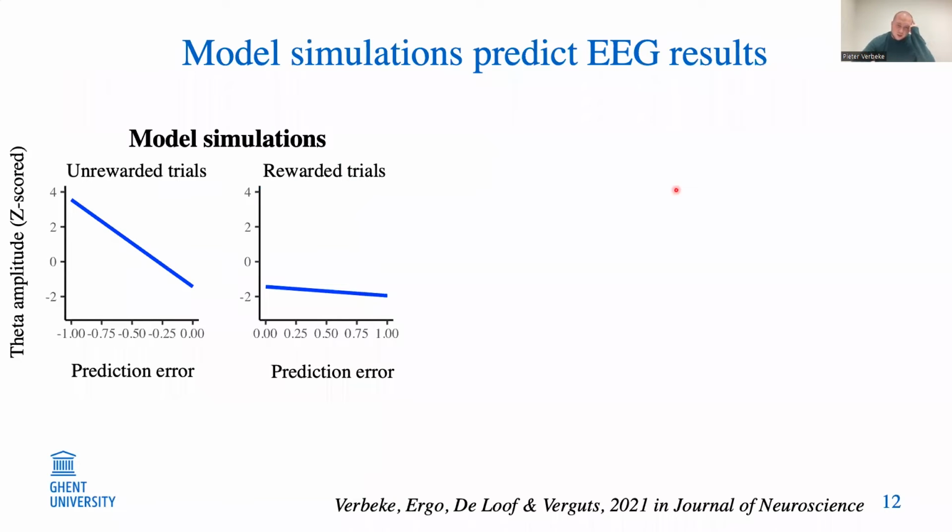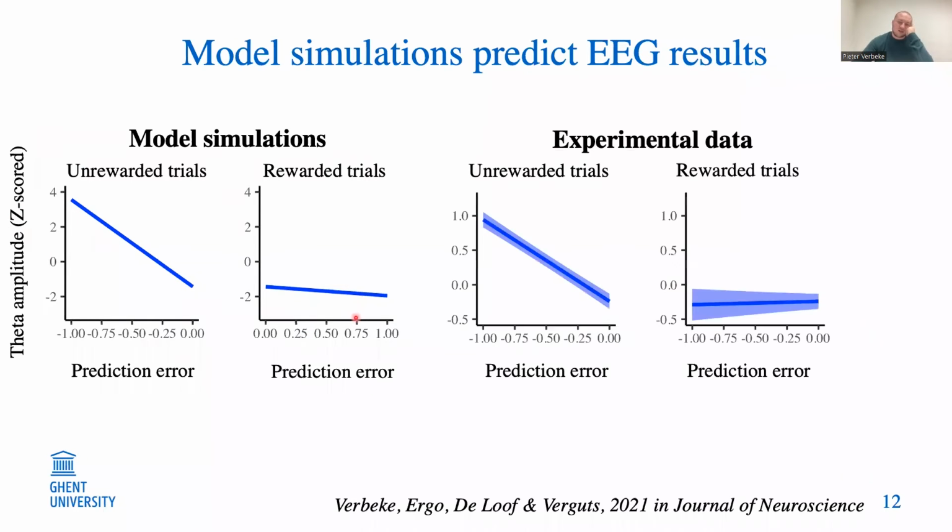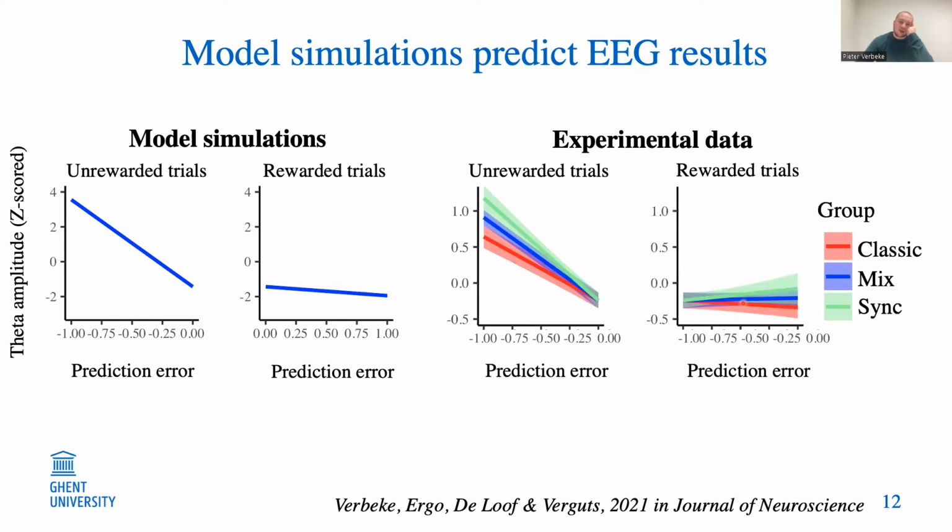And then I will not go into detail about the neural data, but I just want to show you that our model simulations can provide predictions for neural data, for instance, about the amplitude in the theta frequency, depending on the prediction error of the participants. If we simulate the model, it shows clearly this pattern. And then if we look at the experimental data, we can almost see the exact same pattern. Interestingly, we also saw, if we plotted it for the different groups separately, that the group that fitted best with the sync model shows here the steepest decrease, as was predicted by the model.